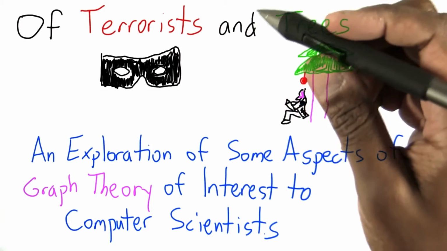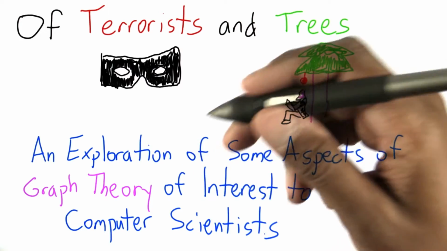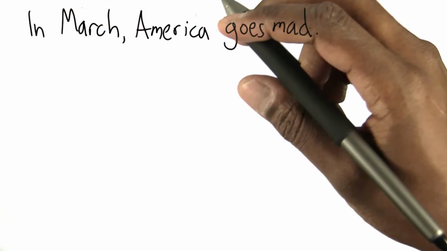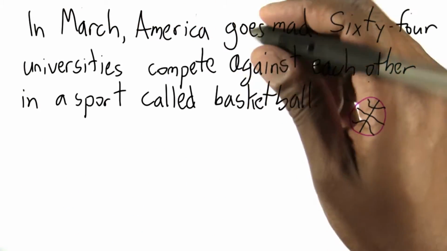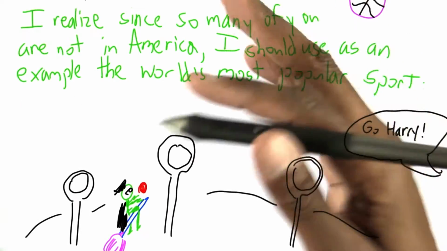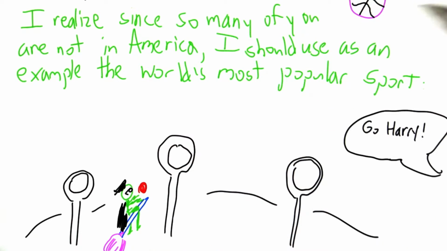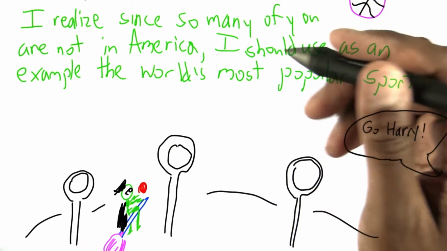Of Terrorists and Trees, an exploration of some aspects of graph theory of interest to computer scientists. In March, America goes mad. 64 universities compete against each other in a sport called basketball. I realize that since so many of you are not in America, I should perhaps use as an example the world's most popular sport, namely Quidditch.